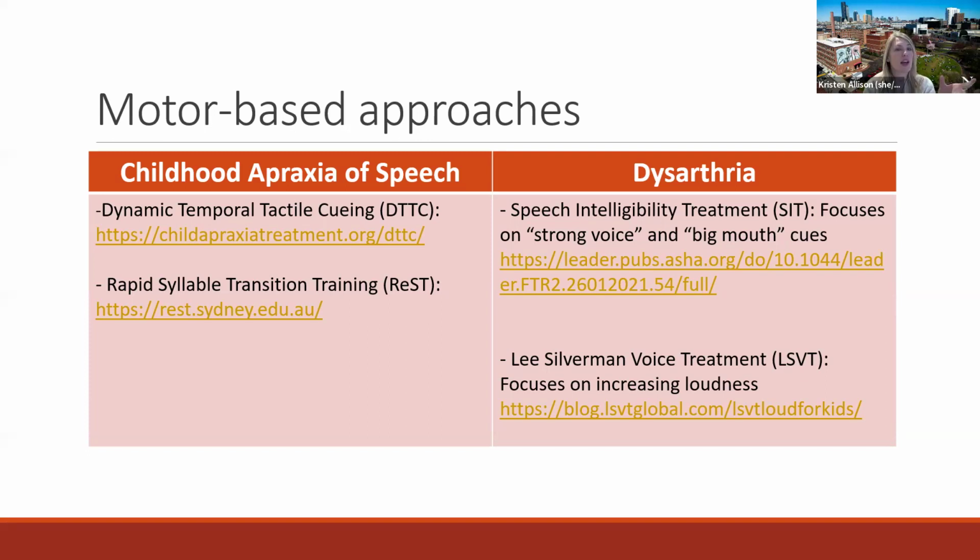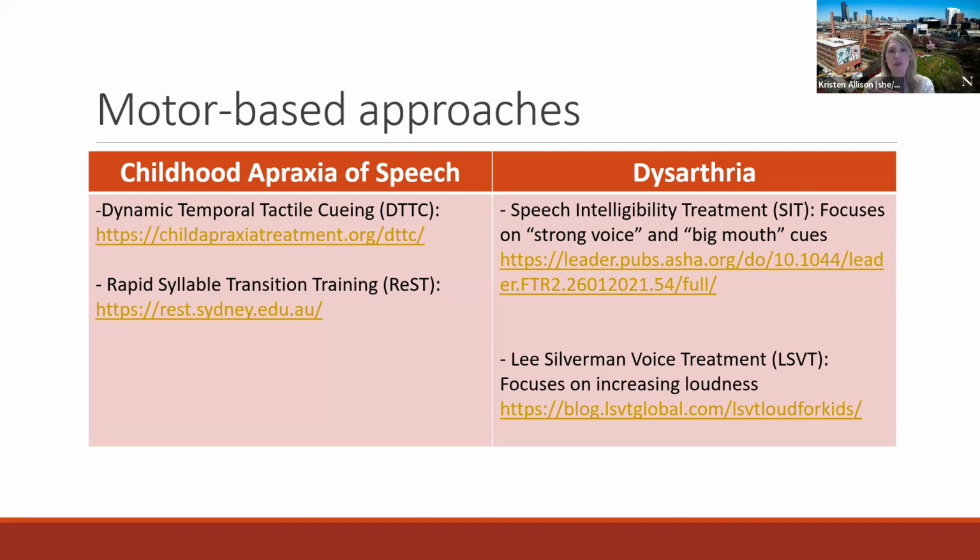So briefly, dynamic temporal tactile cueing, or DTTC, and REST, or rapid syllable transition training, are two treatment approaches that have been developed specifically for kids with childhood apraxia of speech, and both have pretty good research support at this point. DTTC is particularly appropriate for younger children who have really limited speech, and it focuses on using tactile cues, so the clinician touching the child's face and modeling and doing simultaneous production and giving a lot of cues and then gradually fading them to help children improve production of their speech sounds.